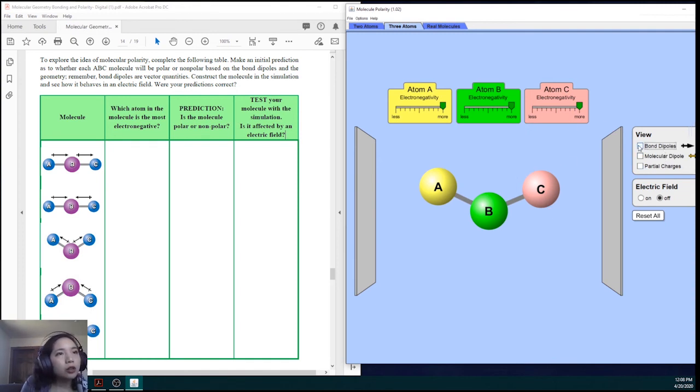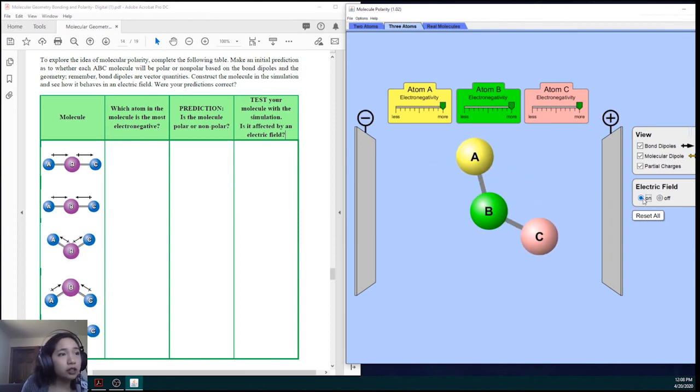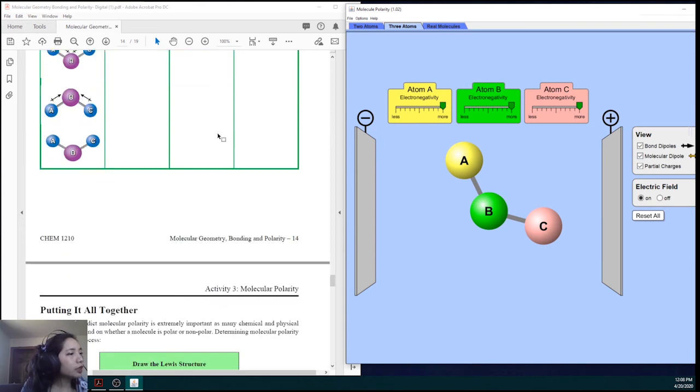Okay, so here are the bond dipoles. Here's the overall molecular dipole. If you want to see partial charges, there they are. All right, and so there's an absence of arrows and partial charges. So if I turn on the electric field, that's what happens when there are no arrows. Cool. All right, let's keep going.